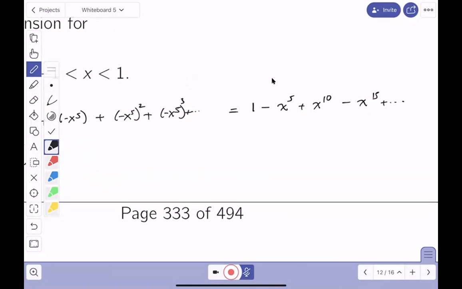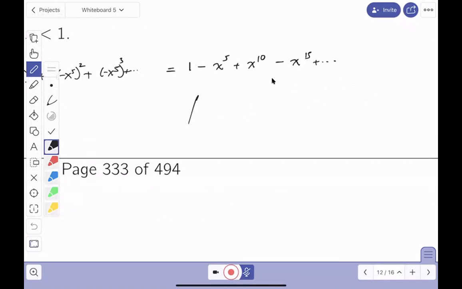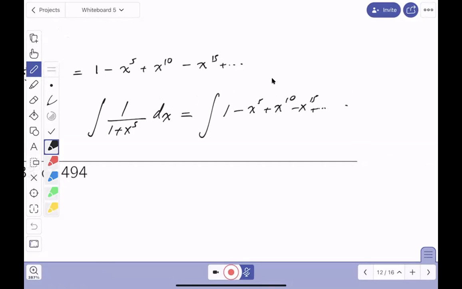All right. So what I'm going to claim over here is that the integral of 1 over 1 plus x to the 5 dx is equal to, let's write this down, the integration of 1 minus x to the 5 plus x to the 10 minus x to the 15, yada, yada, yada, dx. All right. It's trouble though. I'll tell you what the big trouble is. It's a c. Still got a c there.